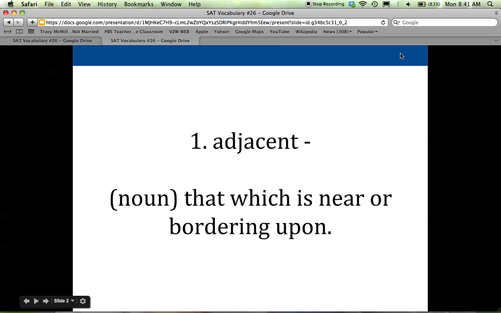So the first word is adjacent, and adjacent is a noun, and it refers to that which is near something or bordering something else. So if you think of words like adjacent being near, close, adjoining, neighbor, like side by side, these are all words that will help you remember what adjacent means.